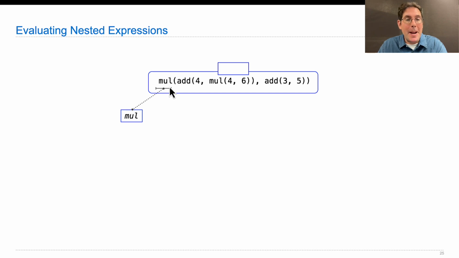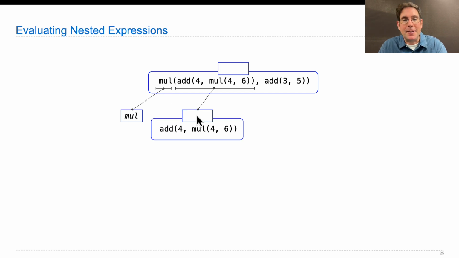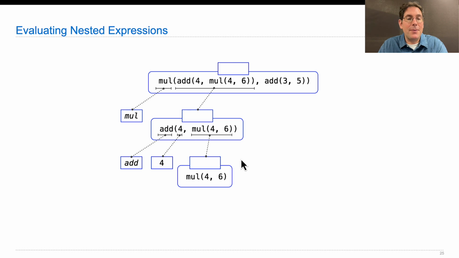Evaluating the name mul gives you the function that multiplies. Before you can multiply, you have to know what you're multiplying. So you have to evaluate add 4 mul 4 6. Add is evaluated easily. You just look up the function that adds. 4 is 4, but multiplying 4 and 6 again means applying that same procedure that evaluates the operator and the operands. And now we finally reach step 2.